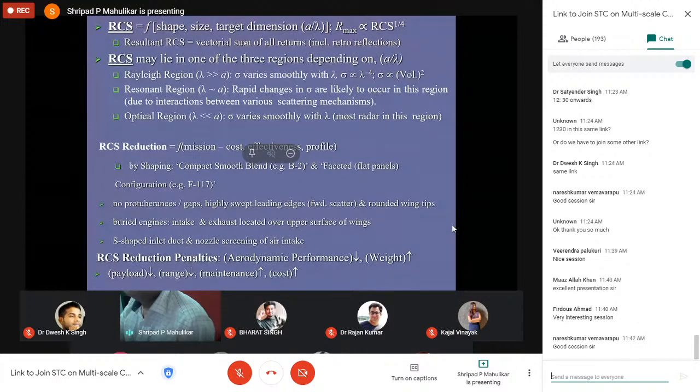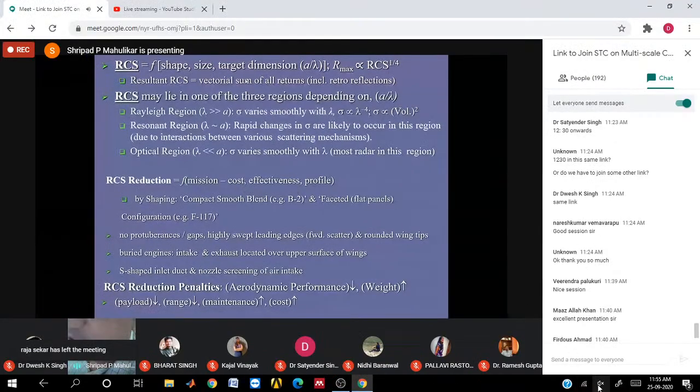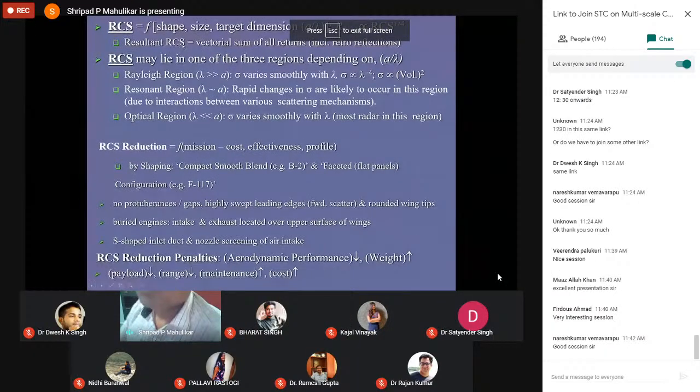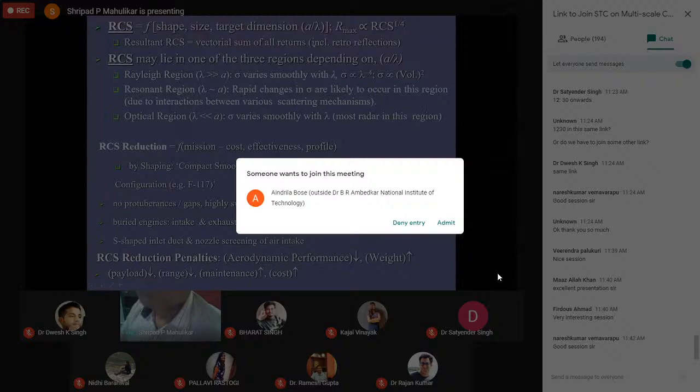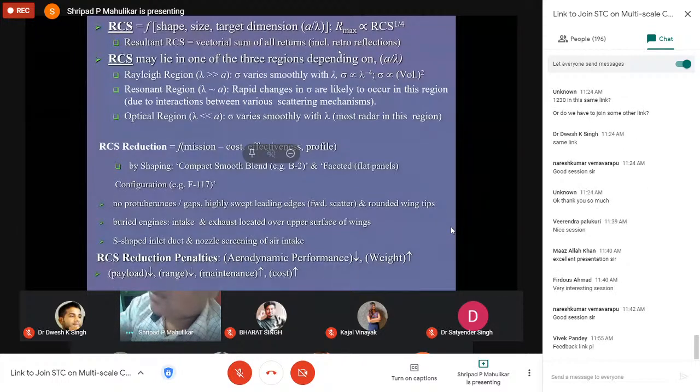And phase would mean that if there is a phase mismatch, for example, if waves at 180 degrees out of phase are interacting in the vectorial sum, then there is also a possibility of cancellation. And this cancellation is actually the basic principle of some of the radar absorbent material, for which I have a slide later on the Salisbury screen as an example. So the resultant radar cross-section is the vectorial sum of all the returns from the target, including retroreflections. Retroreflections would mean that the incident wave bounces at several surfaces of the target and eventually comes out.